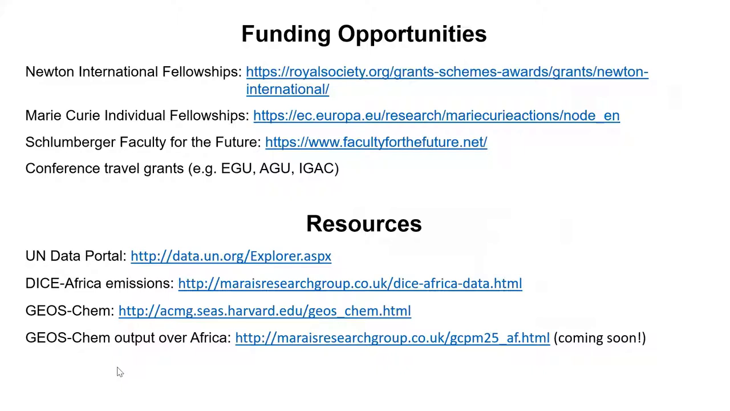I haven't included this yet, but if you look back at that web page, you'll see the data from GEOS-Chem that I showed previously. And then of course the UN data portal, it's really useful for identifying these activity factors needed to develop emission inventories. Thank you very much for listening, and I'm happy to take any questions.